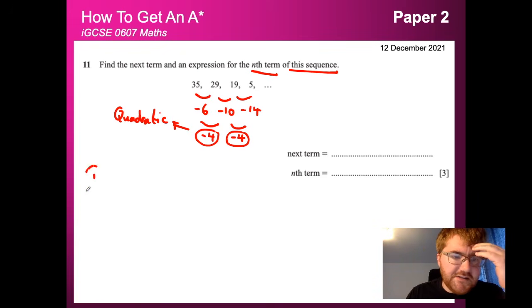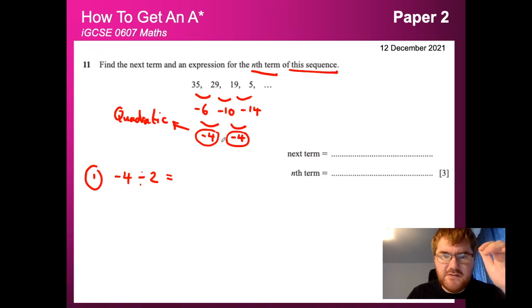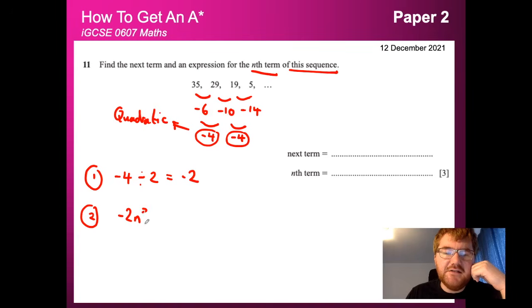The way I would do this is I take the minus 4, and the first thing we do is divide it by 2. For any quadratic sequence, we take that second difference, divide by 2. That gives us minus 2. And that tells us that I need to write out the minus 2n squared numbers. So what that means is I need to write out the square numbers and multiply them by minus 2.